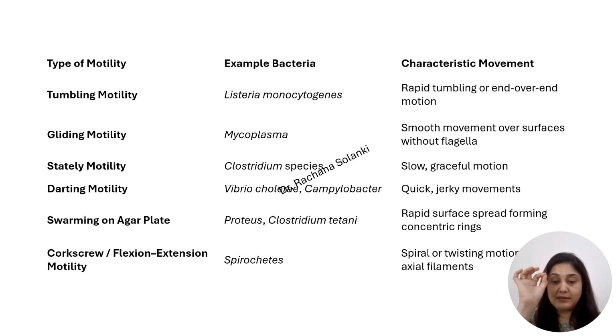Swarming is like the concentric rings formed when you throw a stone in water; this type of motility is seen on blood agar plate, by Proteus and Clostridium tetani. And corkscrew or flexion-extension type of motility is of spirochetes. So these are the important things that are mainly asked about flagella.